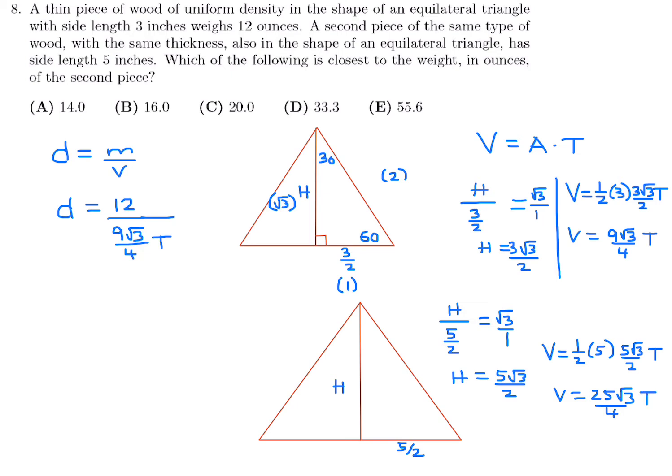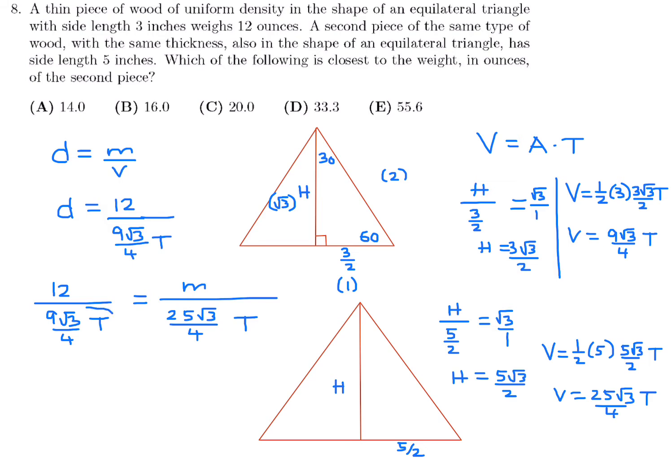Okay. So since the two pieces are made of the same wood, they have the same density. So the density of the first guy was 12 over 9 root 3 over 4t. The density of the second one would be mass over the volume, which is this right here, which is 25 root 3 over 4t. All right, so now we have to just calculate the mass or the volume. The mass or the weight.